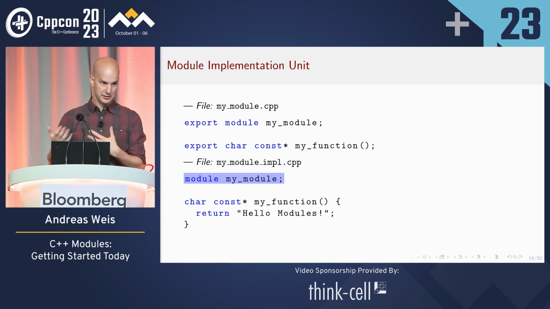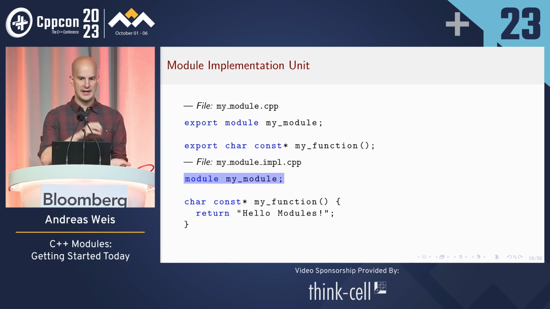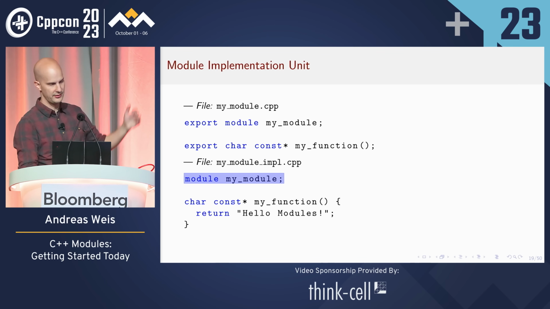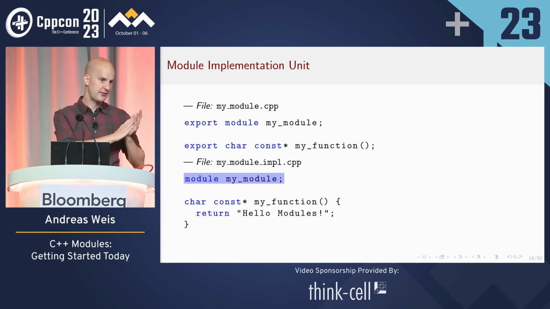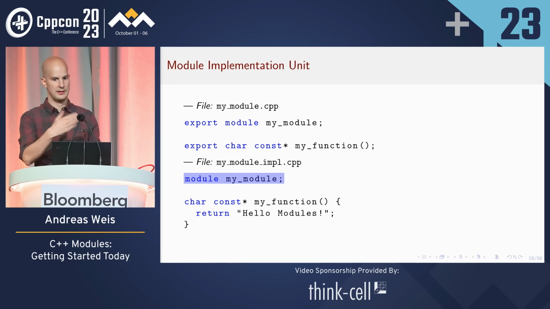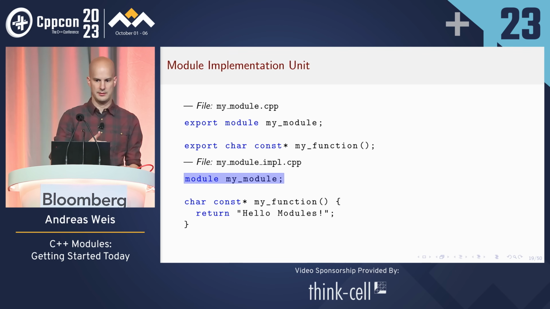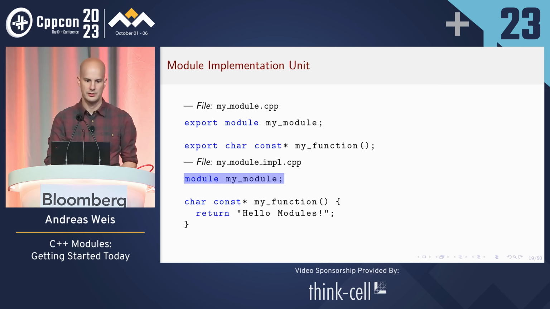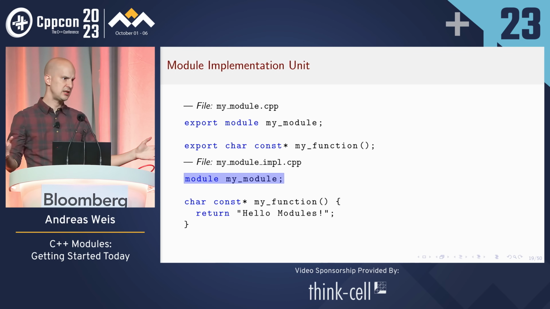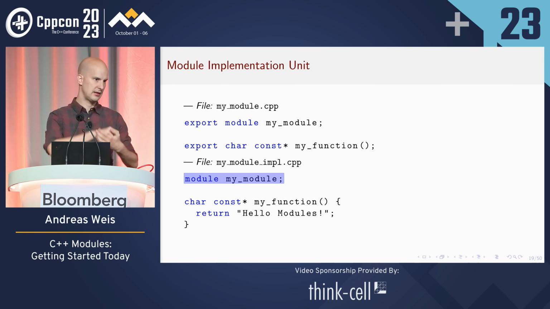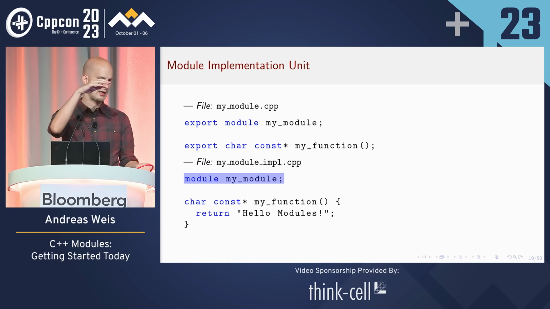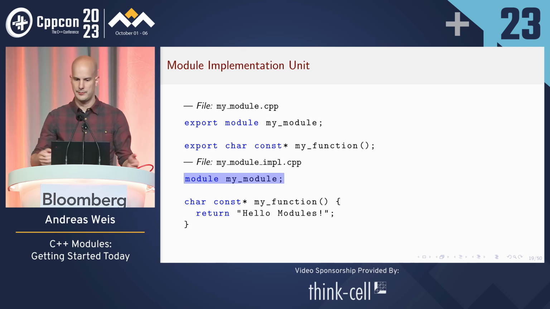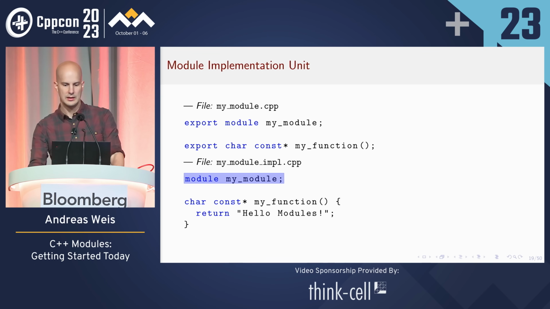Because it's just an implementation, I cannot export anything from the implementation file, right? If I want to export something, it has to go in the interface. But it's enough if in the interface I just declare it, and then the actual body of the function just goes into the implementation. And I can have as many implementations as I want, right? I can have a single primary module interface, and then as many implementation files as I want that contain the guts of it.